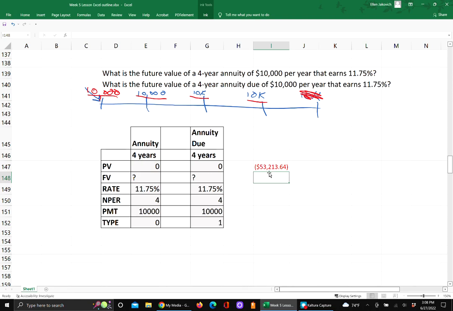The amount changes. If I hit back, it's 47,000 for the annuity, but it's 53,000 for the annuity due. Why? Because instead of 3 payments earning money till the end, I now have all 4 payments earning money to the end. So it's worth a lot more to pay sooner. That's part of the time value of money. We let these grow for longer, and time is on our side for growth. So that is how to solve for the future value of 2 different types of annuity.